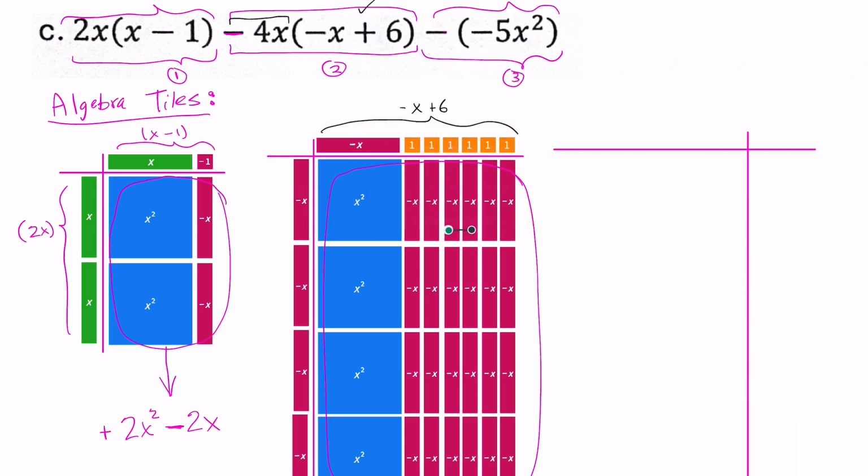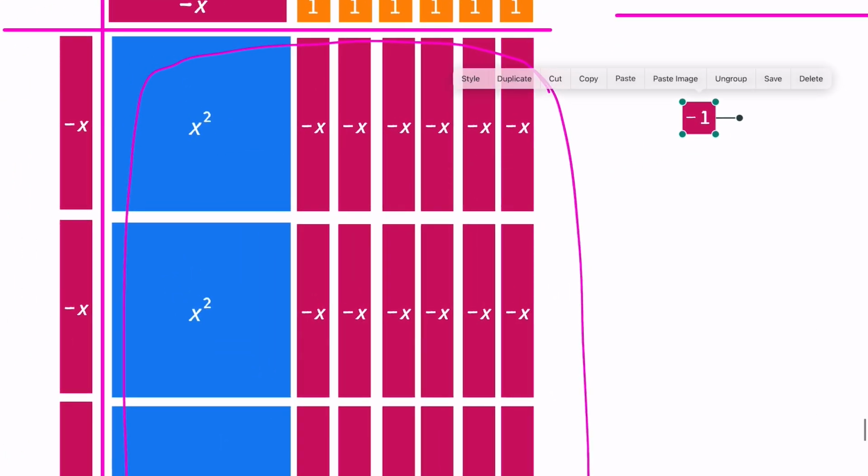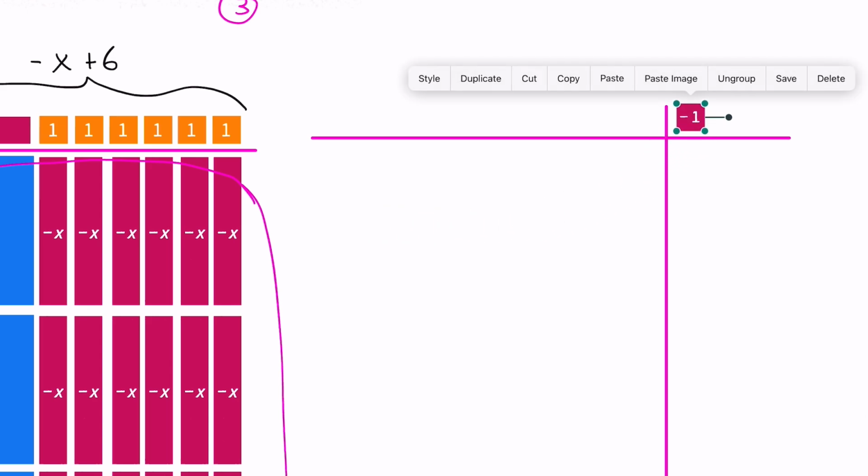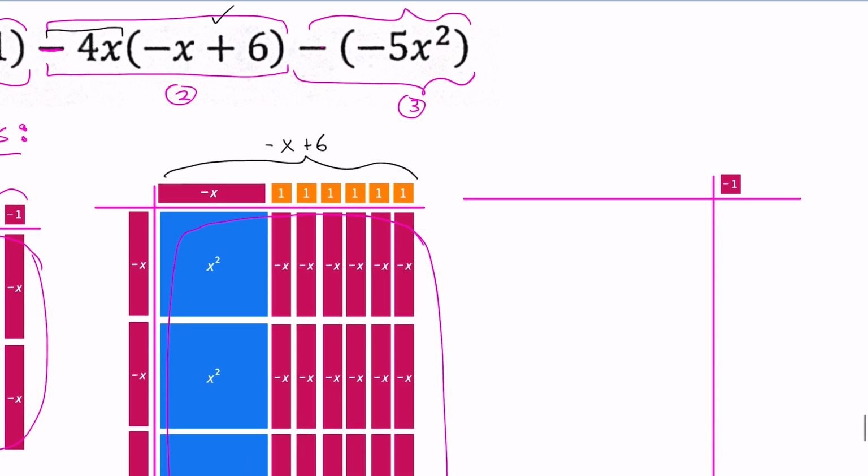Let me pull that out right here. Oops, didn't mean to flip it. Okay, there we go. And let me put it right here, just like that. Okay, and that looks good. And then I have, let's see, what else do I have? Oh, yes, so negative 1 right there.